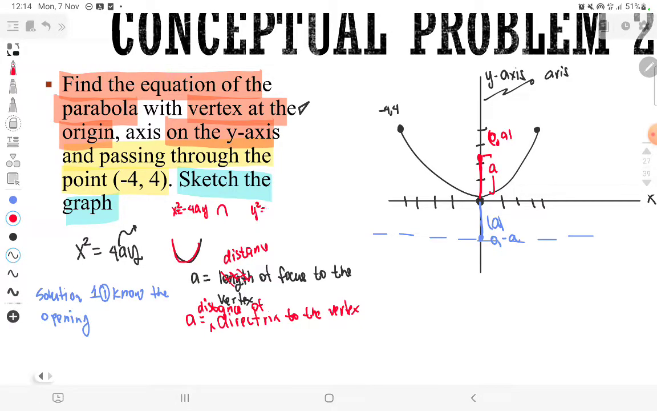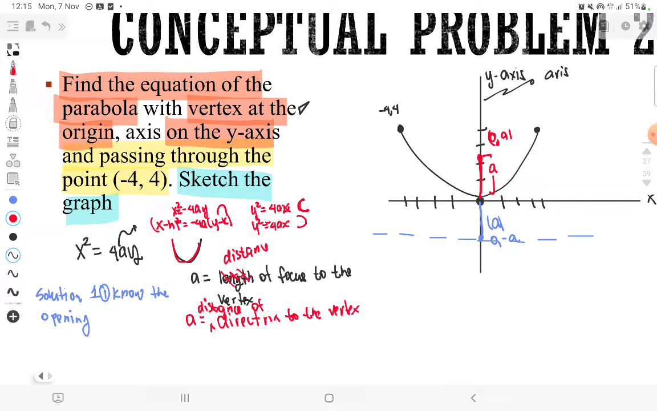If you have y squared equals 4ax, it is opening to the right. If you have y squared equals negative 4ax, it's opening to the left. But if your vertex is not at (0, 0), you would just adjust each of these equations by simply subtracting, so we have (x minus h) squared, and negative 4a multiplied by (y minus k). The same is true with the other equation.